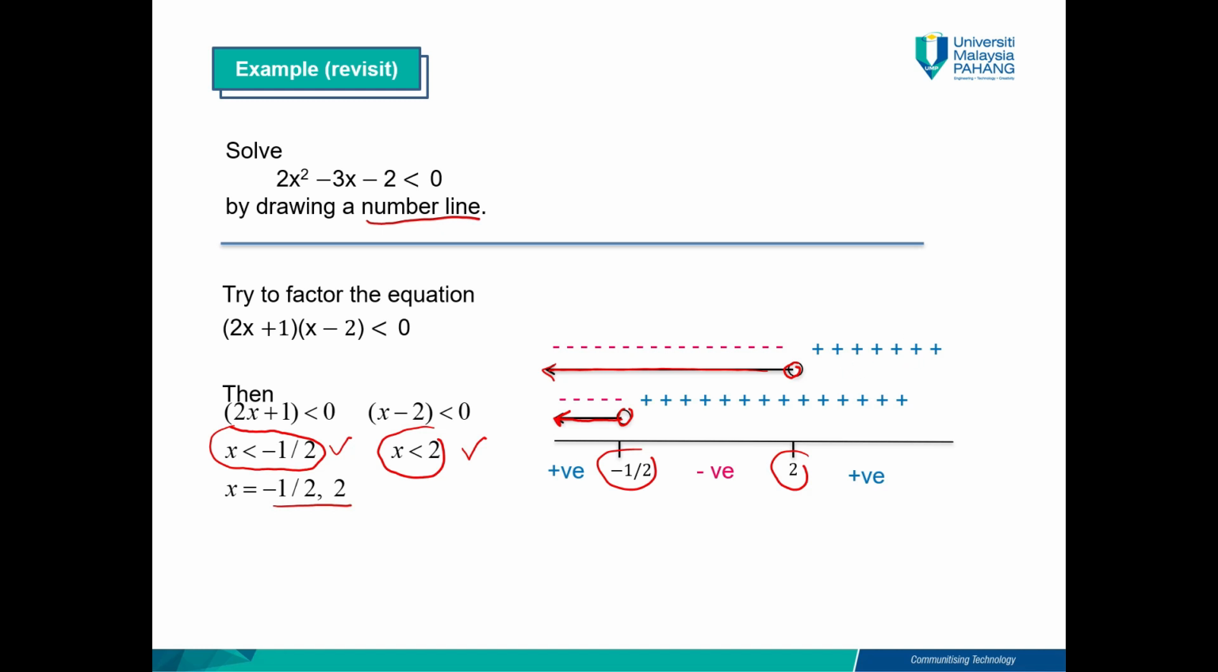And next we multiply those signs. Negative with negative will give us a positive. Negative, positive is negative. Positive, positive is positive. So what do we want? We want a negative value not including 0. So the negative value is this interval from minus half to 2, but not including these two values.